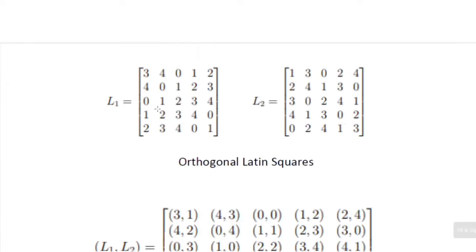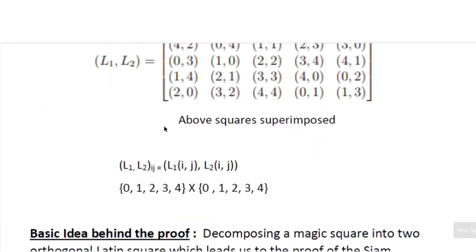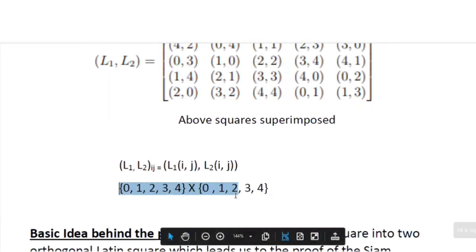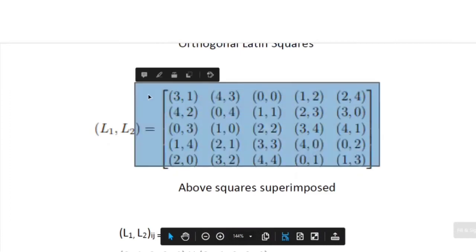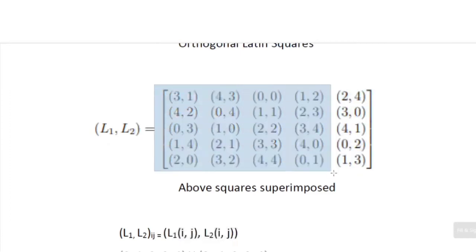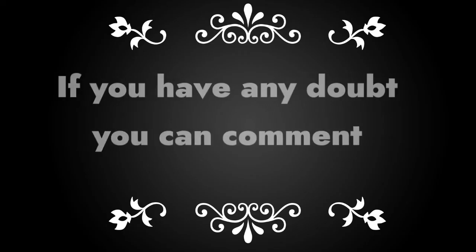As we can see, with 5 symbols, we can form 25 possible ordered pairs, because mathematically, when we take the cross product of 0, 1, 2, 3, 4 with 0, 1, 2, 3, 4, we get 25 possible ordered pairs by taking elements from these two sets. So when we superimpose L1 and L2, we need to get all those 25 ordered pairs, and all of them are distinct.